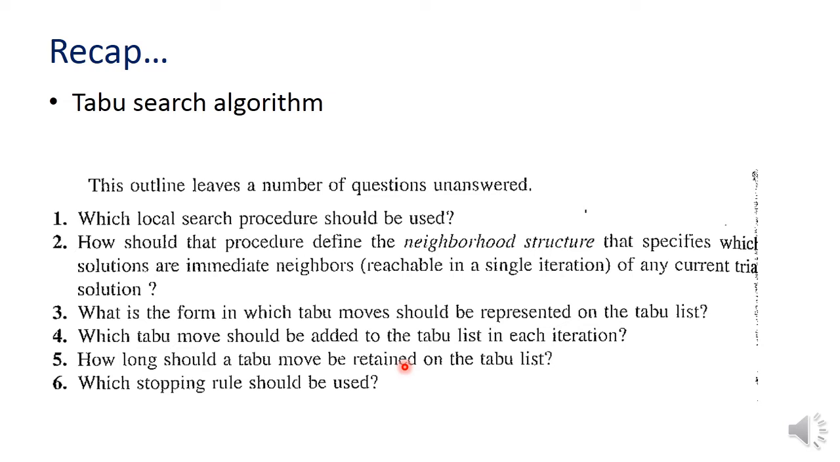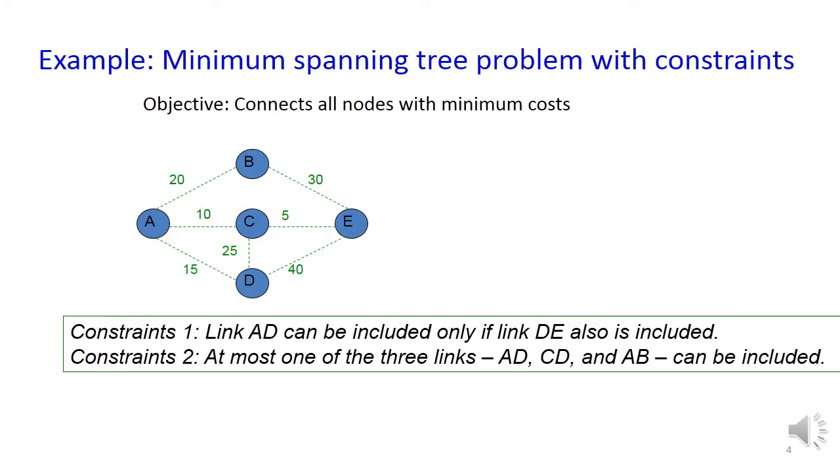In the last video, we understood how to solve the traveling salesman problem using the tabu search algorithm. We need to define answers to these 6 questions for the problem we are solving, so that we can get a heuristic algorithm to solve it. So in this video, let us understand how we can solve the minimum spanning tree problem with constraints.